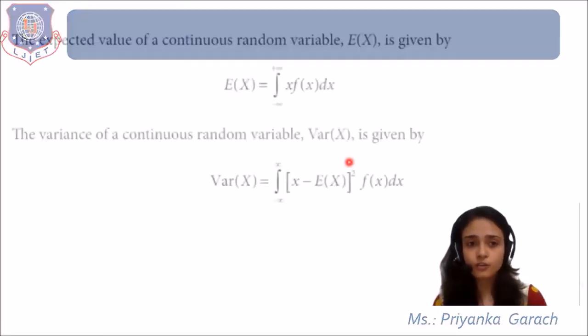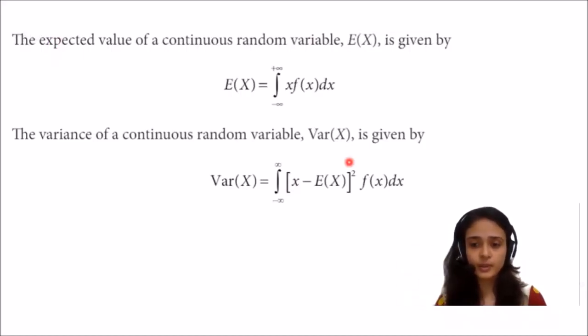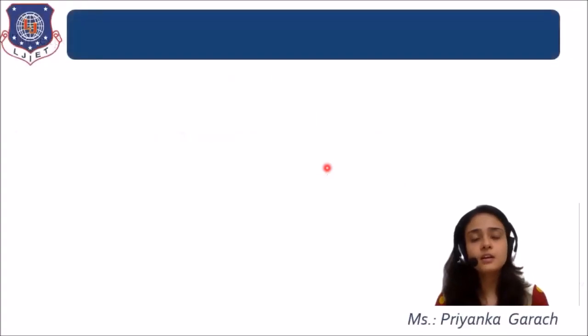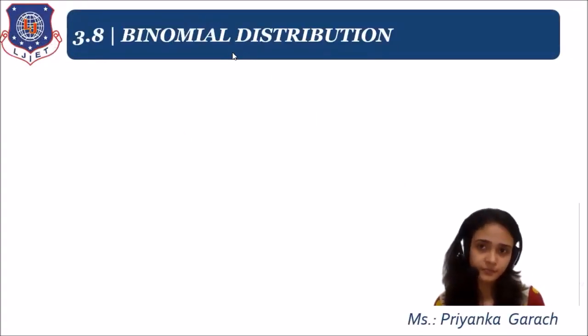Now these are all the formulas for the discrete and the continuous random variables. So just list all the formulas on one paper, so it will be convenient for you to read during the examinations. Now let's see what the binomial distribution is. So starting with the binomial distribution.